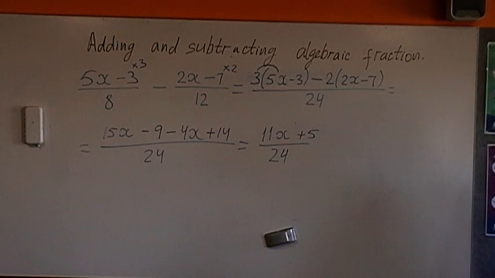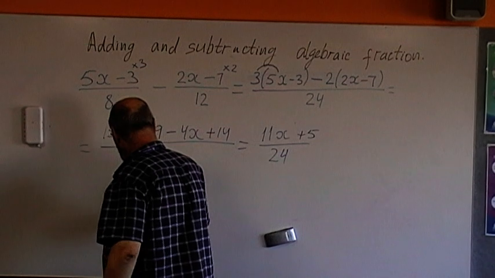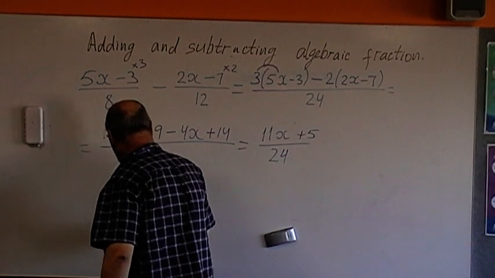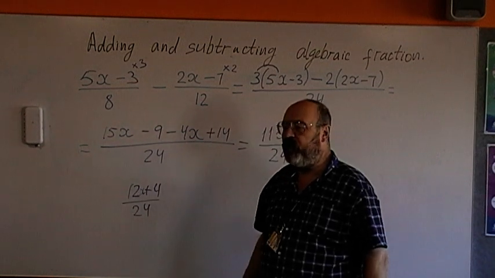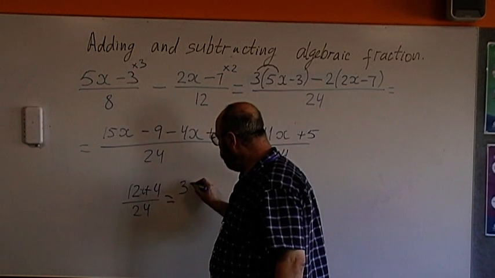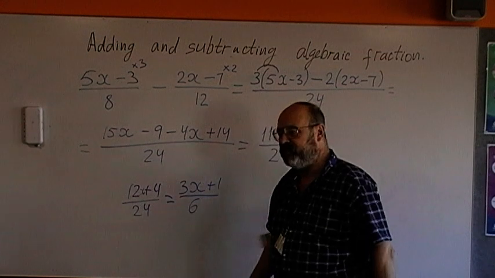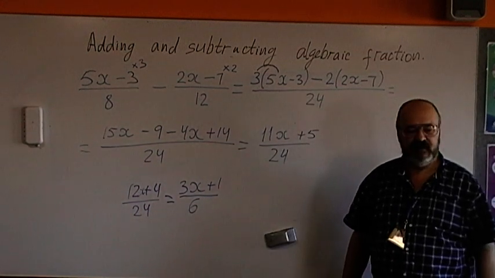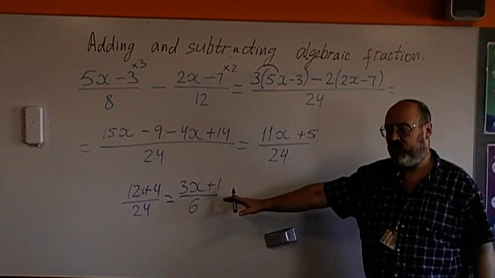If it was 12x plus 4 over 24, could you simplify that, or you can't simplify it? We can. Excellent question. They are all divisible by 4, so we can simplify. Divide this by 4, 3x. 4 divided by 4, 1. 24 divided by 4, 6. We will do more of this simplifying later on.